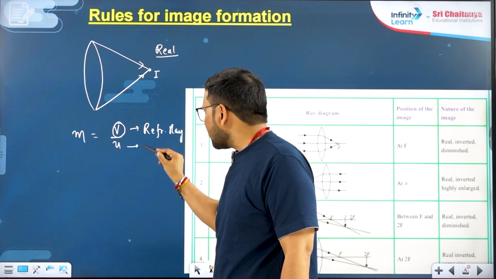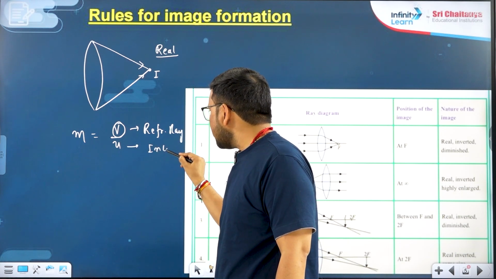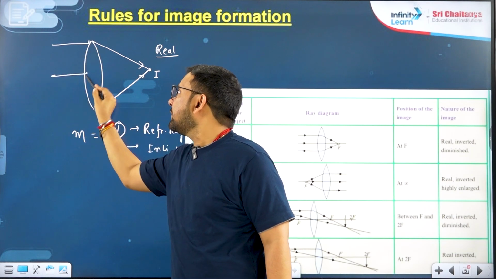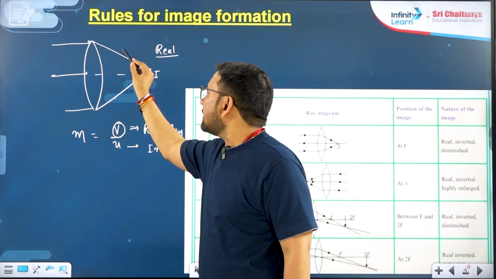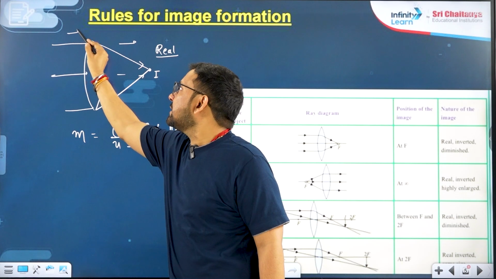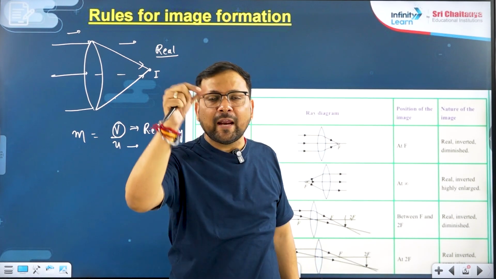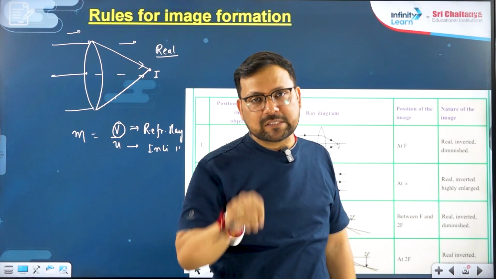And u is formed because of which ray? Incident ray. You can see the incident ray is going where? Right. Refracted rays are going where? Right. Both rays are going right. So the direction of propagation is the same. That's why v and u both in the raw formula are plus.